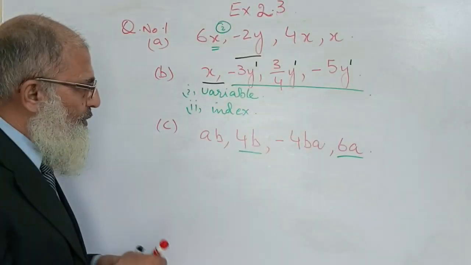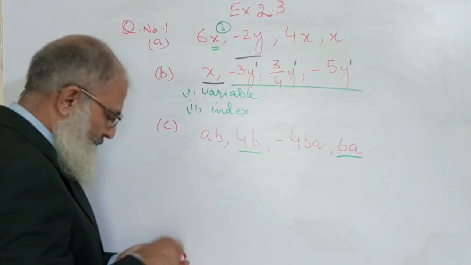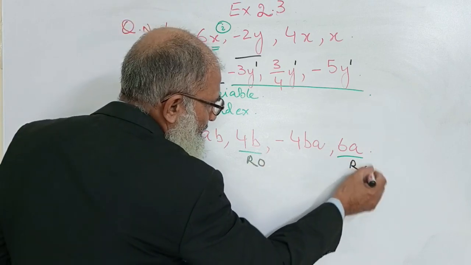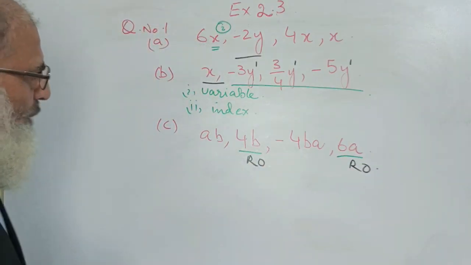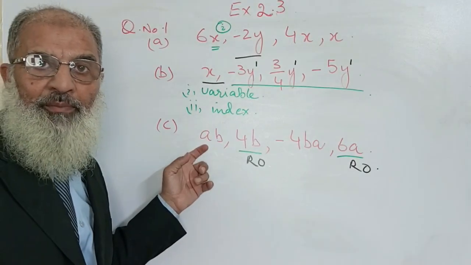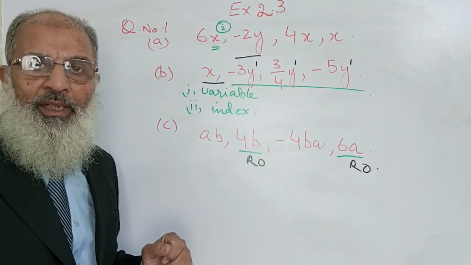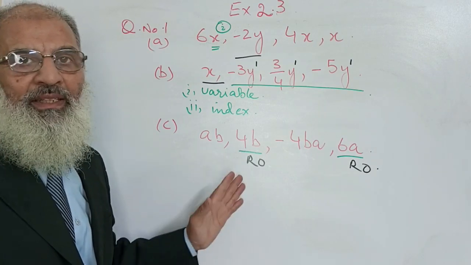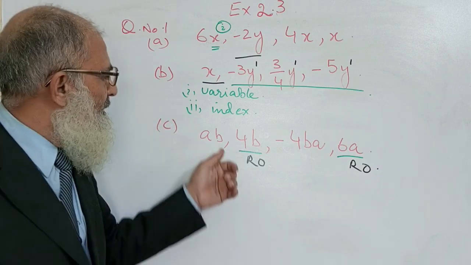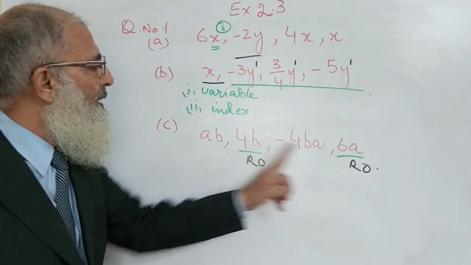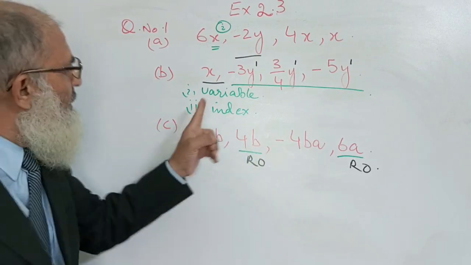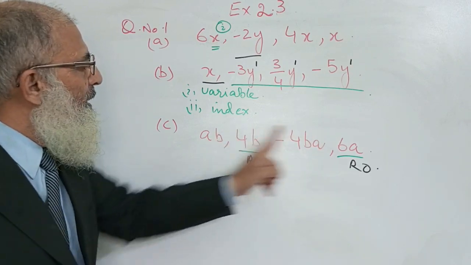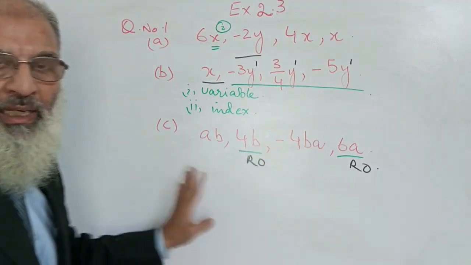Now we rule out these two. Now what about these? AB and BA. They seem to be different, but in fact these are one and the same variables. A, A, B, B. Go for the index. A is 1, B is 1. So these are the same.